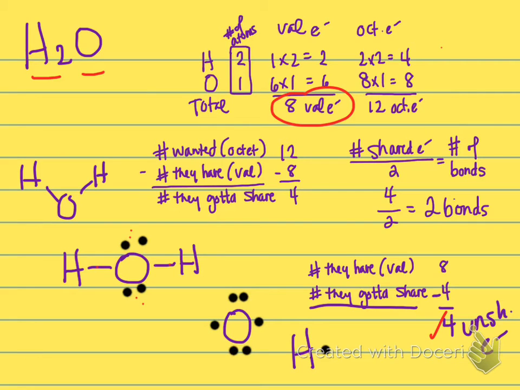Well, let's check on oxygen first. 2, 4, 6, 8. Oxygen satisfied. Since hydrogen only wanted 2, the hydrogen, 1, 2, 1, 2, is satisfied as well. So what we have here is a completed Lewis structure for water, H2O.